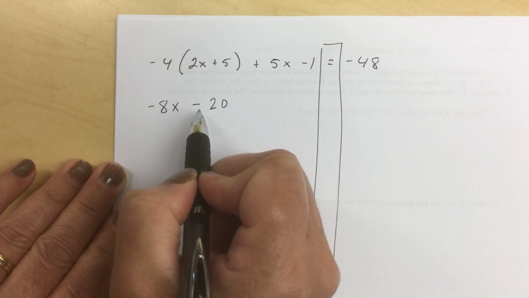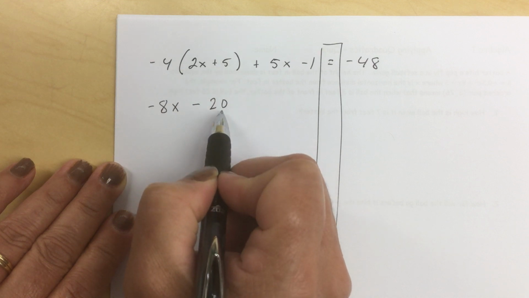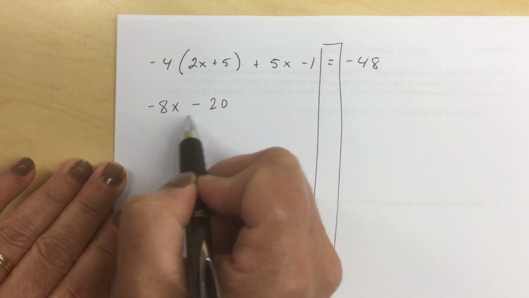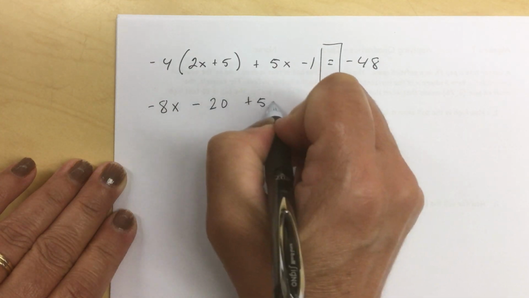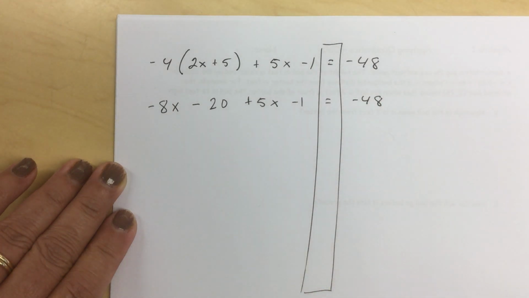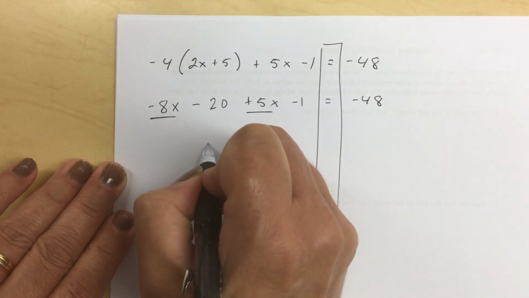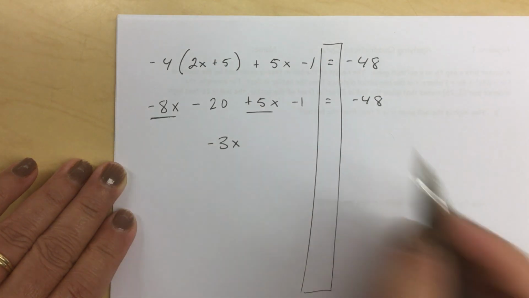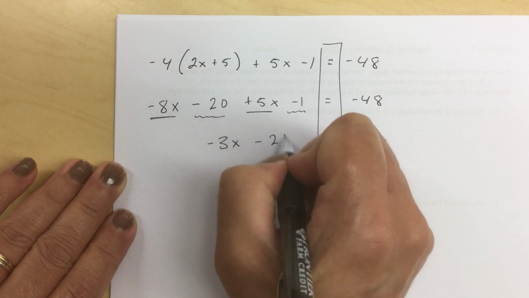So you could bring that plus down and then say negative 4 times a positive 5 is a negative 20. But adding negative 20 is the same as subtracting 20. So I just write it like that. Then plus 5x minus 1 is equal to negative 48. Now I'm going to combine negative 8x and a positive 5x to get negative 3x, and a negative 20 and a negative 1 is negative 21.